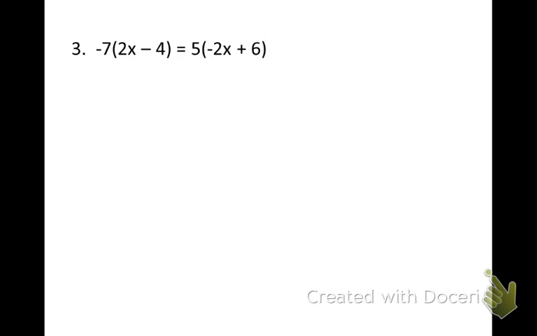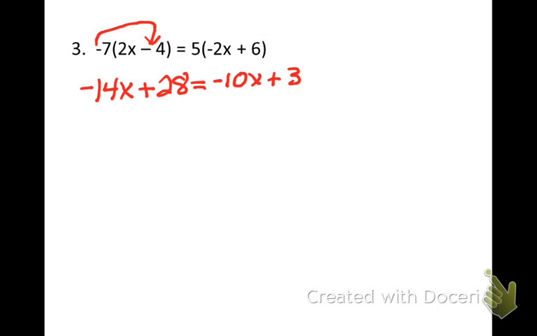Now we got to remember about distributing. Remember, I'm distributing negative 7, so a negative 7 times positive 2x would be negative 14x. Here's the tricky part many of you missed. A negative times a negative would be plus 28. 5 times negative 2x would be negative 10x. 5 times 6 would be positive 30.